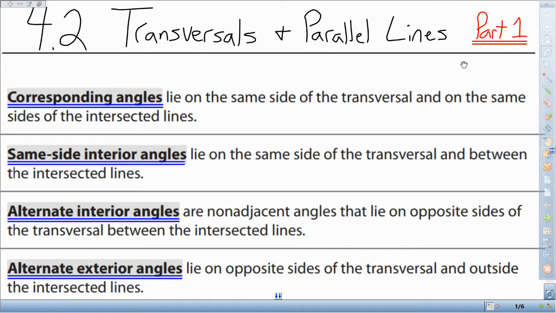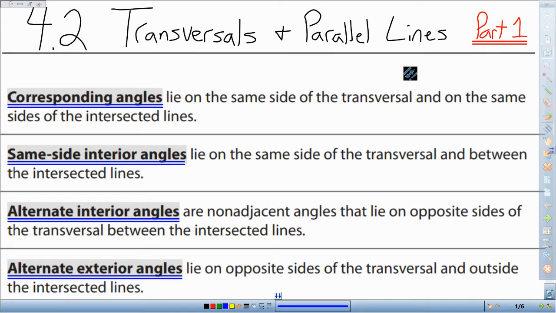Hey everybody. So we are looking at 4.2 part 1 today, titled Transversals and Parallel Lines. We're getting into parallel lines today and what happens when a transversal crosses over a parallel line. Before all of that, go ahead and take a second and get the title here, and then copy these four definitions, and then we'll get into it. So take a moment and do that.